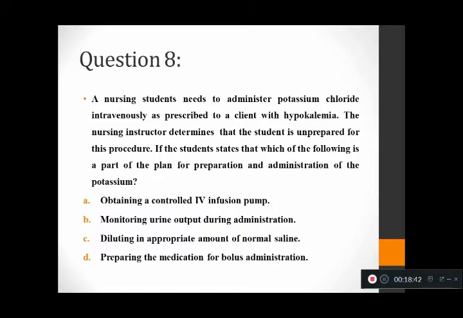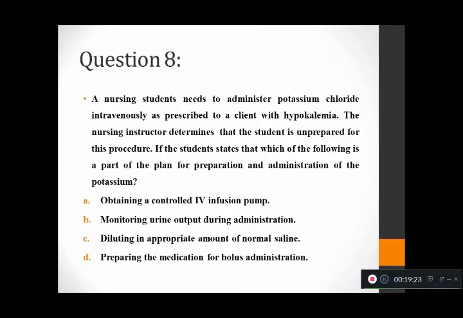So we want to choose which statement the student would have made that makes the nursing instructor understand that the student is unprepared for administration. Option A, obtaining a controlled IV infusion pump. Option B, monitoring urine output during administration. Option C, diluting in appropriate amount of normal saline. Option D, preparing the medication for bolus administration. Let's see the answer. You need to listen very carefully. Detailed explanation for all these things will be given here.